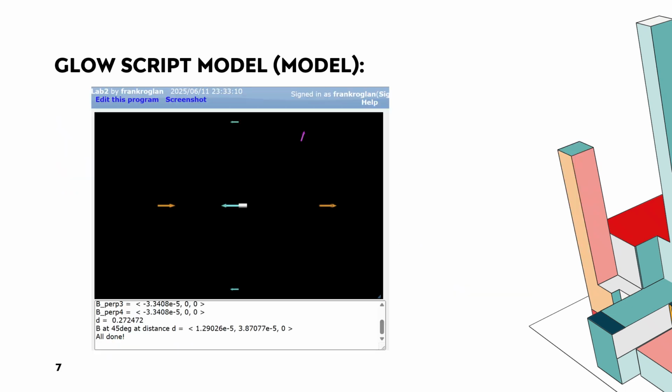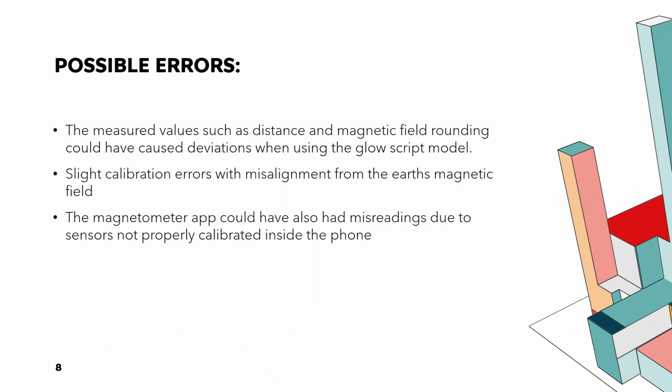So this was the resulting GlowScript model after running the code. Some key things to note is that the distance was the one used from the data collection, being 0.272 meters, and the magnetic field at that 45-degree angle ended up being the number at the bottom, measured in Teslas. When you get the magnitude of that, it should be similar to the previously collected data value of the magnetic field. Some possible errors could have been the rounding of the values for distance and magnetic field, which could have led the GlowScript model to miscalculate the values.